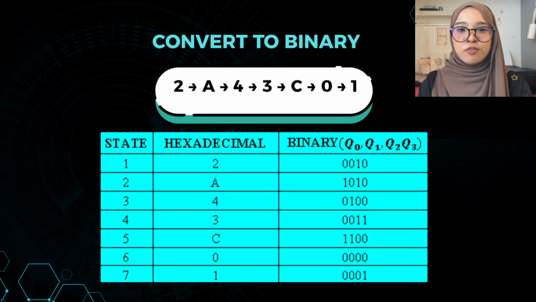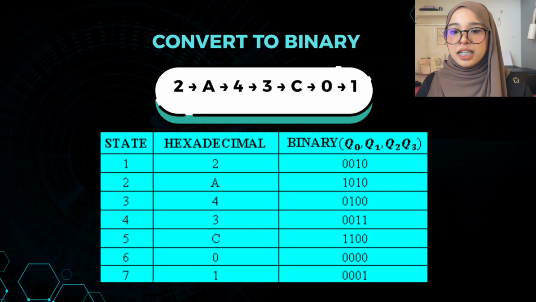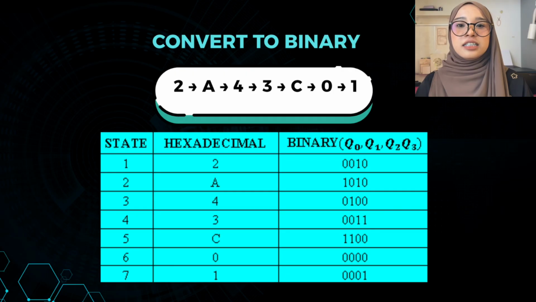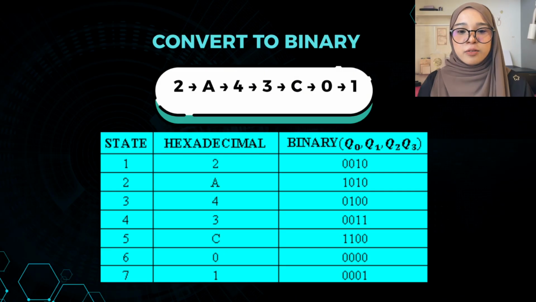Next is convert to binary. Our synchronous counter is designed to follow a specific 7-state abnormal sequence. In hexadecimal, this sequence is 2, A, 4, 3, C, 0, and 1. For state 1, the hexadecimal is 2. In binary, it will be 0010.